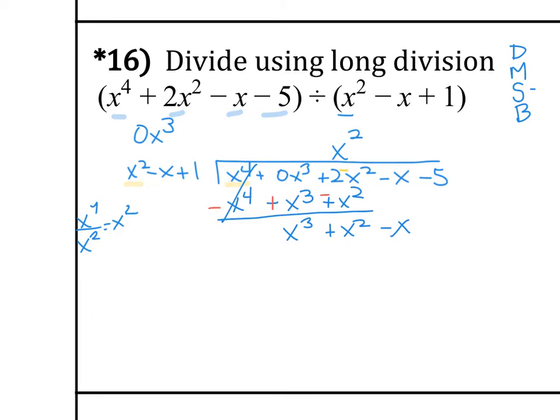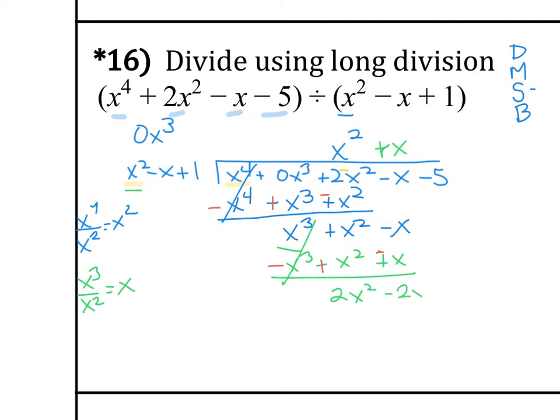So then you repeat the process. So now we're taking a look at x cubed and x squared. So what is x cubed over x squared? That is x. So it's a positive x. Then we multiply, so this becomes an x cubed minus x squared plus x. Then you subtract, so change all the signs. So this cancels out. We get 2x squared minus 2x. We bring down the -5.